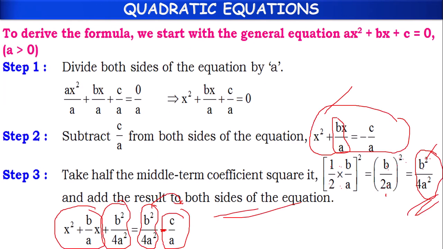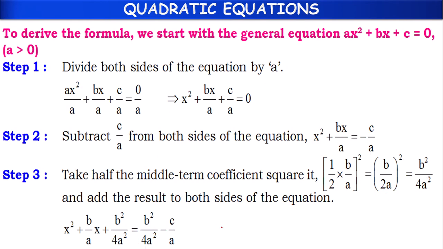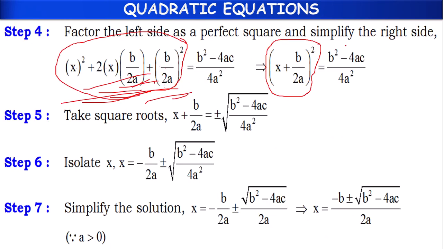On the right hand side, if we take the LCM, here 4a square is the LCM. So here b square minus a is there. So a into 4a, 4a square, 4a into c, 4ac. So on the right hand side we will have b square minus 4ac by 4a square.